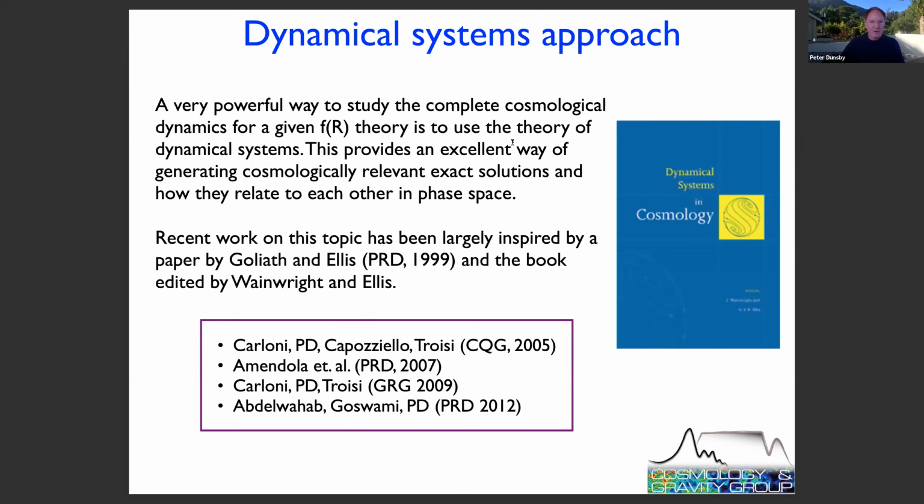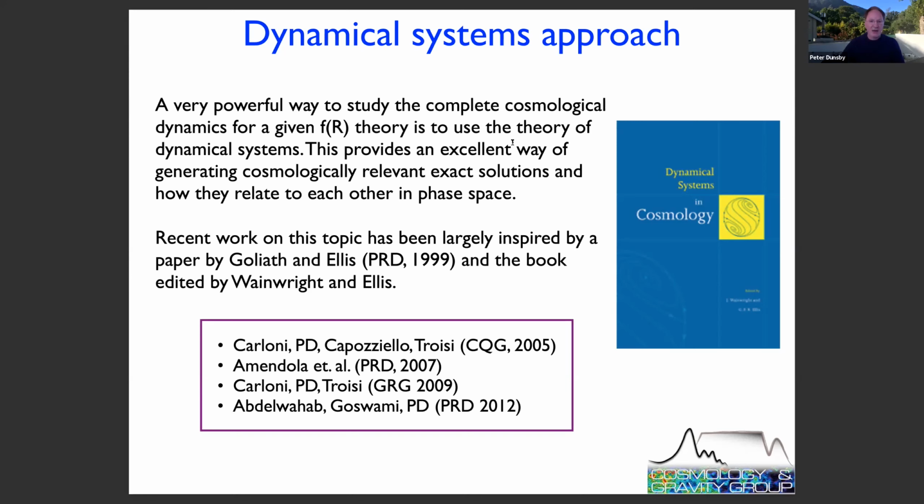The other approach, which is more powerful in my view, is that based on dynamical systems. This has been inspired by fairly old work done by Wainwright and then used by Goliath and Ellis to describe lambda CDM cosmologies. And then a book which was based on a workshop that took place in Cape Town many years ago, which was edited by Wainwright and Ellis. So the approach to F(R) gravity is very much inspired by these methods.